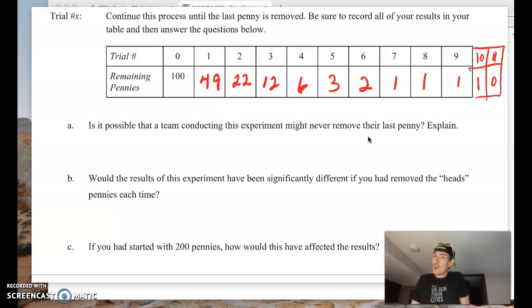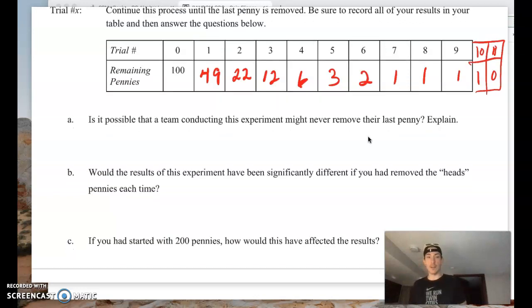I don't know. Would they? What do you think there? If I eliminated the heads or removed them, does that change things? I don't think so, right? Arbitrary assignment of heads and tails, right? Doesn't really matter which side we're removing, okay?